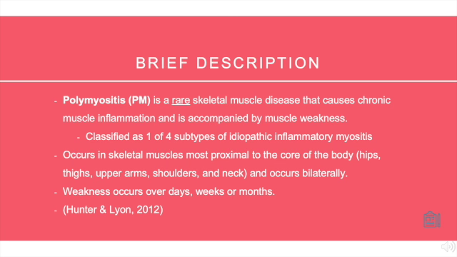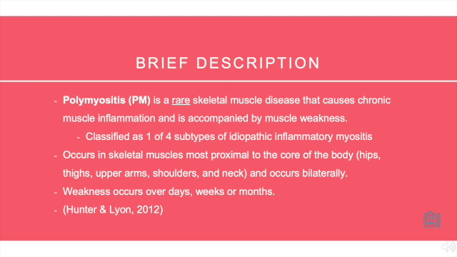Polymyositis, or PM, is a rare skeletal muscle disease that causes chronic muscle inflammation that is also accompanied by muscle weakness. This is where the body's immune system sends out an autoimmune response to attack its own muscles and cause tissue damage. PM is classified as one of 4 subtypes of idiopathic inflammatory myositis.